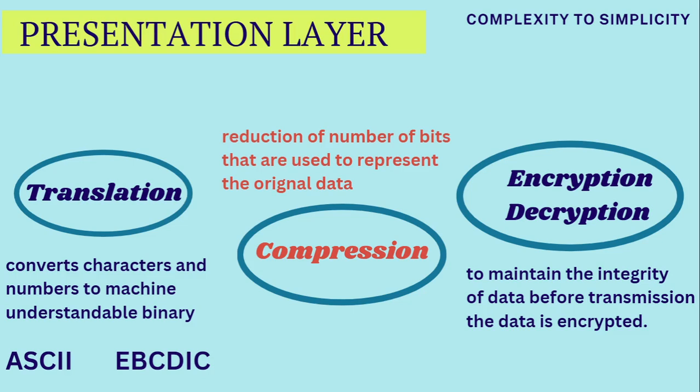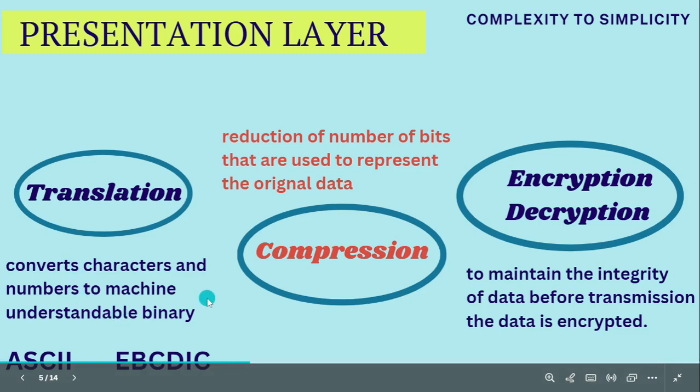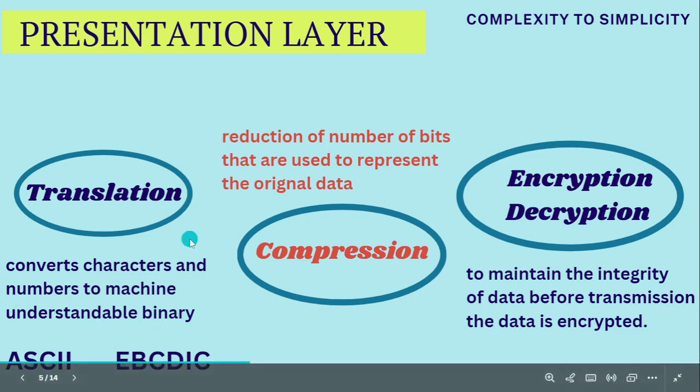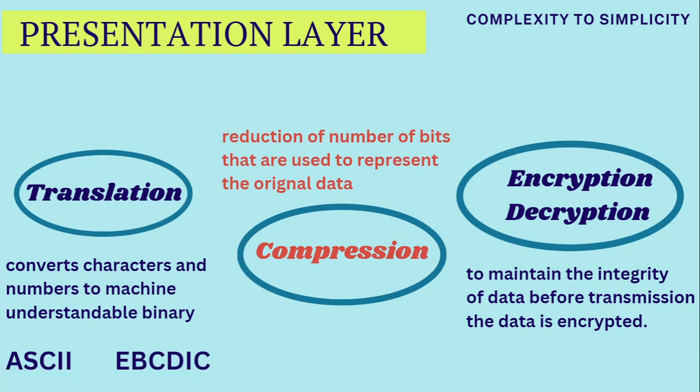Now the data received by the application layer is in the form of characters and numbers. So the presentation layer converts these characters and numbers into machine understandable binary, right? The first step performed by the presentation layer is the translation of characters and numbers into binary. For example, here I'm taking the example of ASCII to EBCDIC. Now as we all know, ASCII is the American Standard Code for Information Interchange, and EBCDIC is the Extended Binary Coded Decimal Interchange Code.